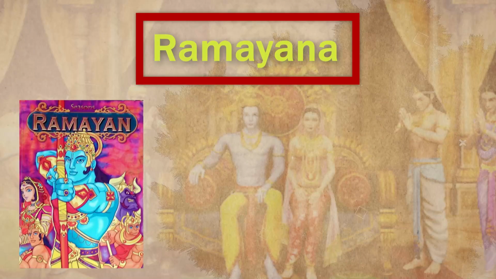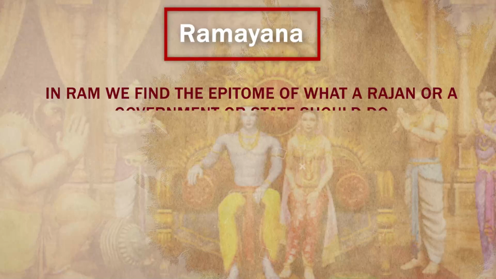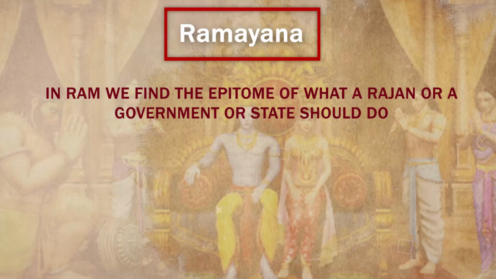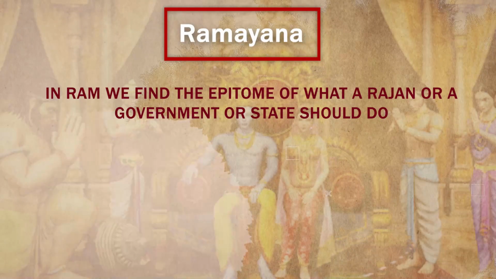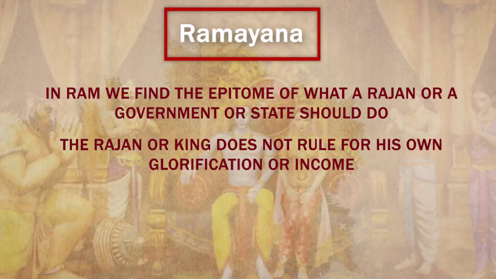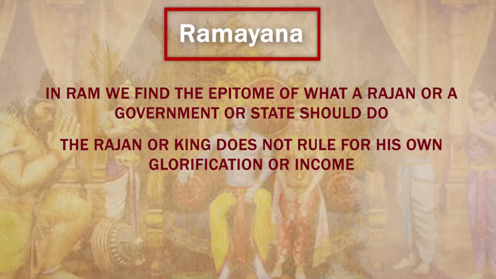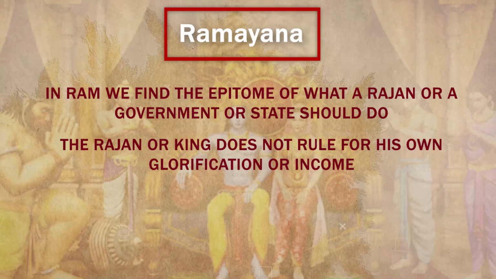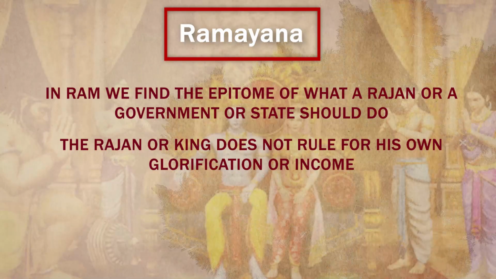Now the major examples in this, as we have discussed all the philosophies and the background of Vedas and so on, we find the biggest example of an ideal ruler in the Ramayana in Bhagwan Ram. In Ram, we find the epitome of what a Rajan or a government or a state should do. The Rajan, the king, does not rule for his own glorification. The king does not rule for his own income.